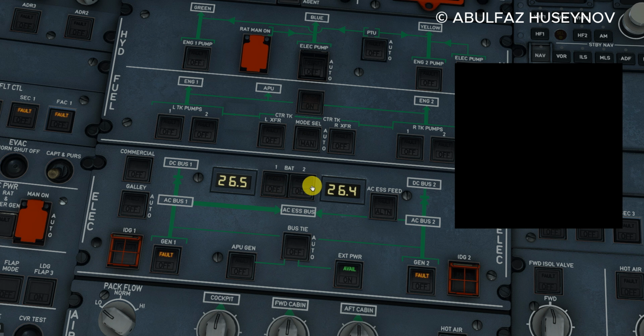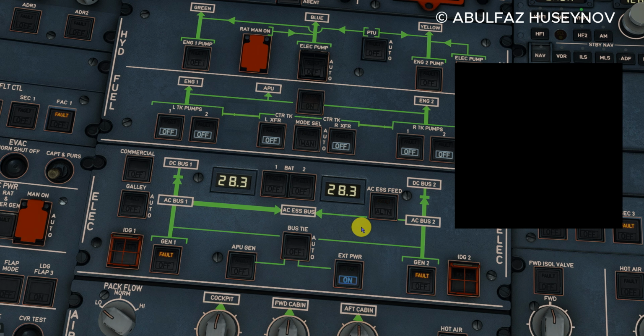Now, let's connect the external power. This is done using the ground power unit, which supplies the aircraft with 115V 400 Hz alternating current power from the ground.